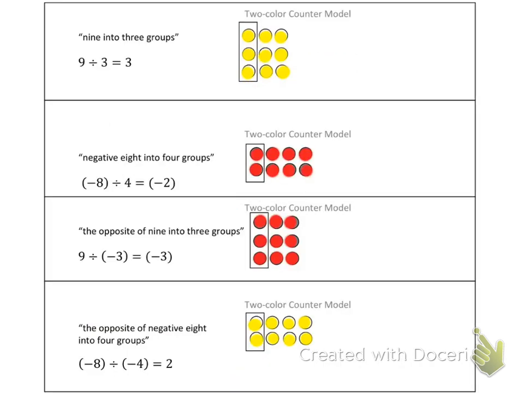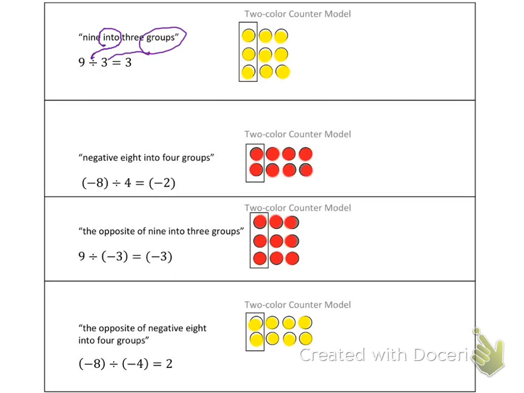Division is similar. What happens with division, though, is we are taking that whole set and we are dividing it into groups. So we have 9 into 3 groups. So this division sign is your into, and this time our groups are the second number. It's our divisor, what we're dividing by. 9 is our dividend, 3 is our divisor.